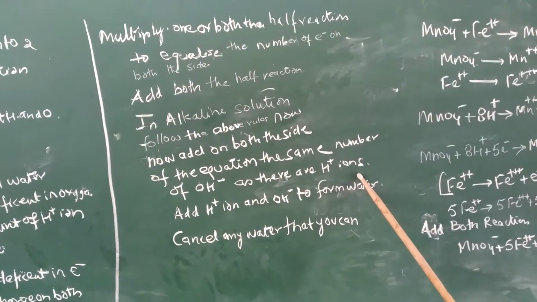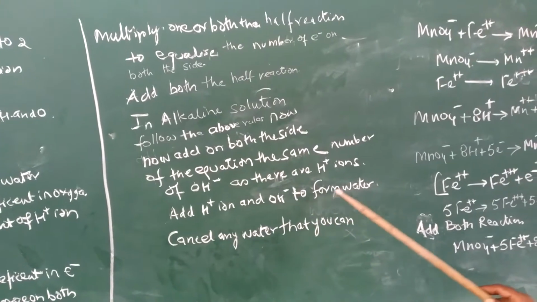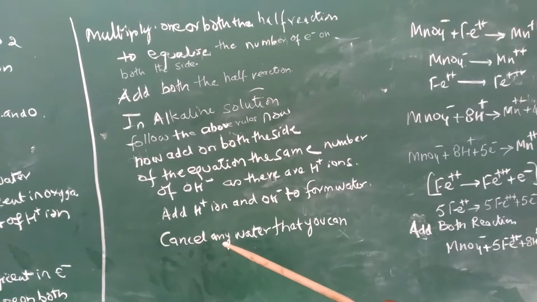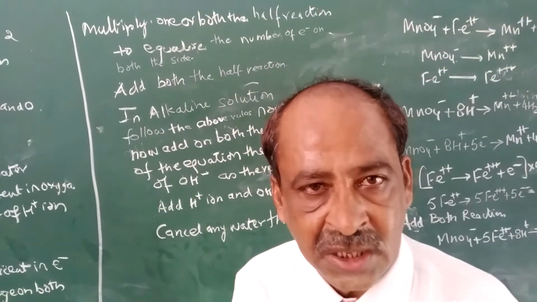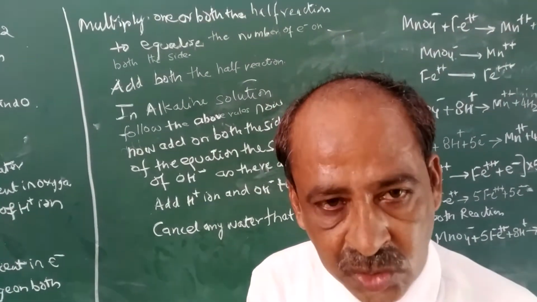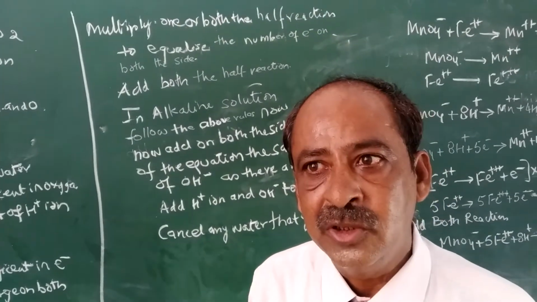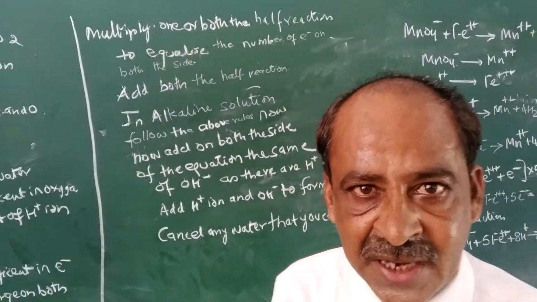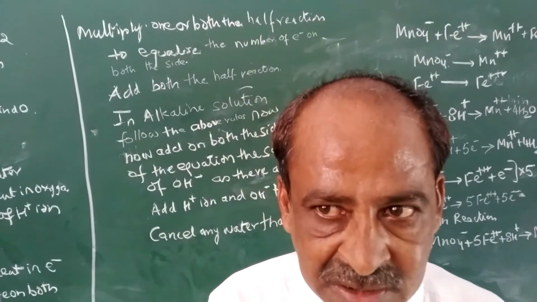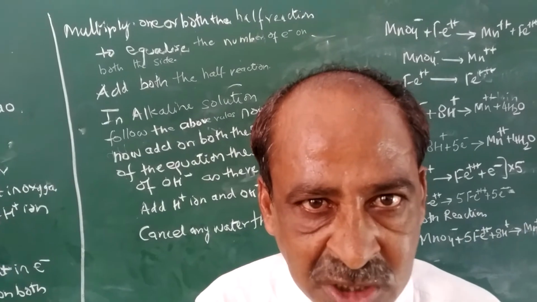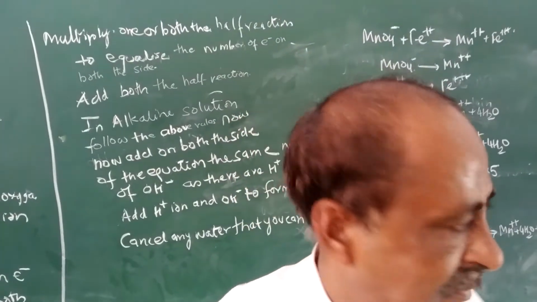Just I'll take the example and explain it to you. Add H plus ion and OH minus ion to form water. Cancel any water that you can. Now in alkaline medium, first you will consider it as acidic solution. First follow the acidic rules. After that, wherever the number of H plus ions are coming, add the same number of OH minus ion on both the sides. Combine H plus and OH minus ion to form water and then combine it and write it.